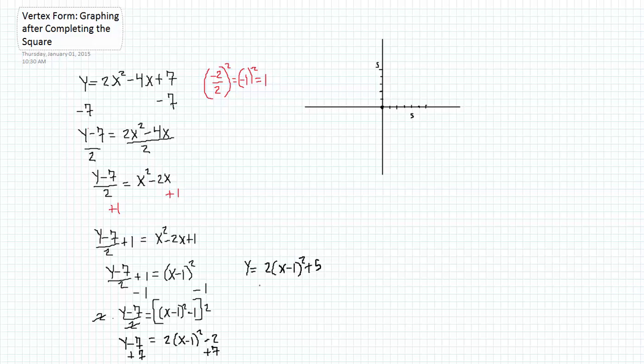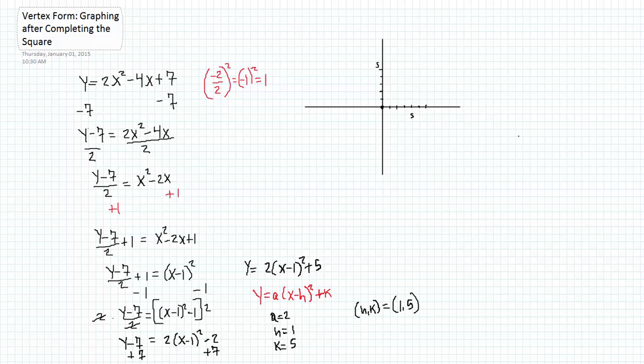So for this example, if we compare this to vertex form, like this, right? We see that a is equal to 2, h is equal to 1, right? It's the opposite of the term that's added or subtracted to the x, and then k is just equal to 5. Right? So the vertex (h, k) is just (1, 5).